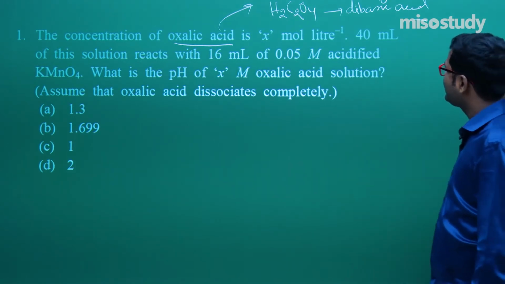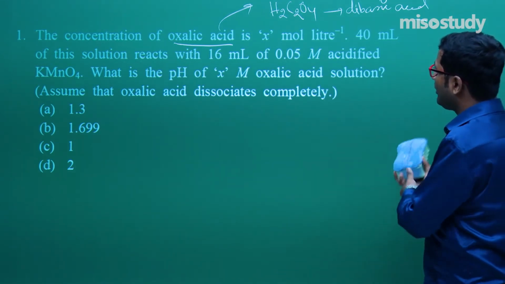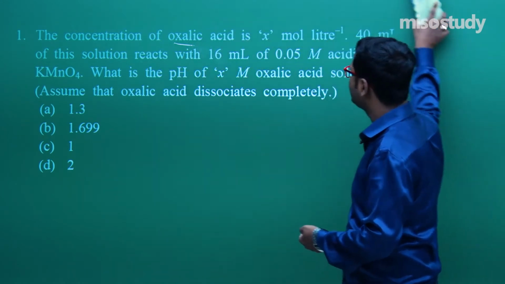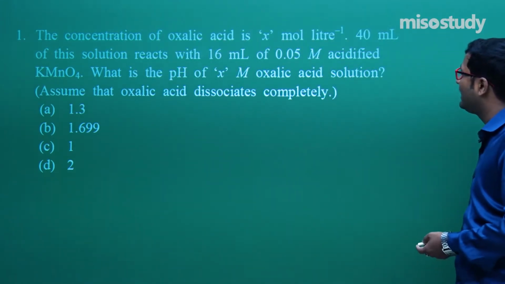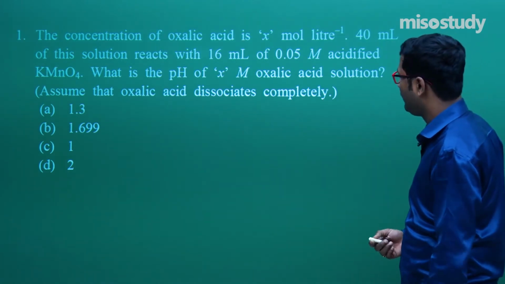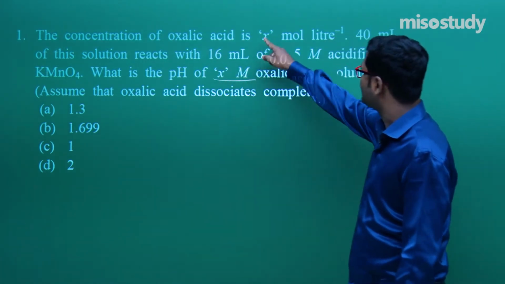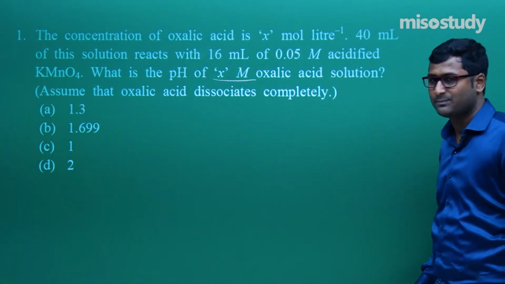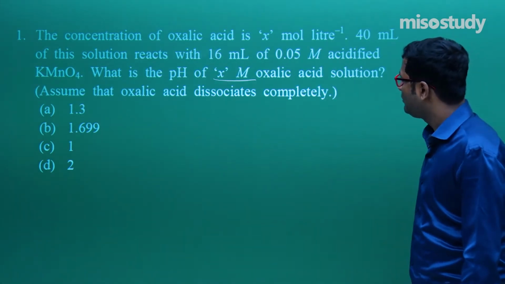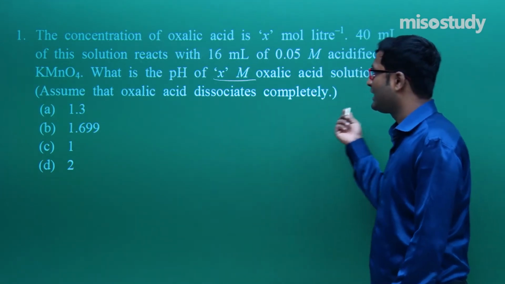Now what is given here? 40 ml of this solution reacts with 16 ml of 0.05 molar acidified KMnO4. What is the pH of x molar? That is, we have to find out the pH value, that is, we need to find out the H plus concentration. Assume that oxalic acid dissociates completely.